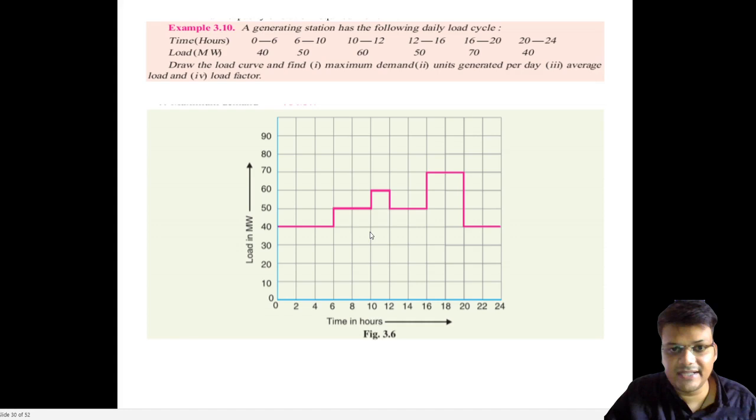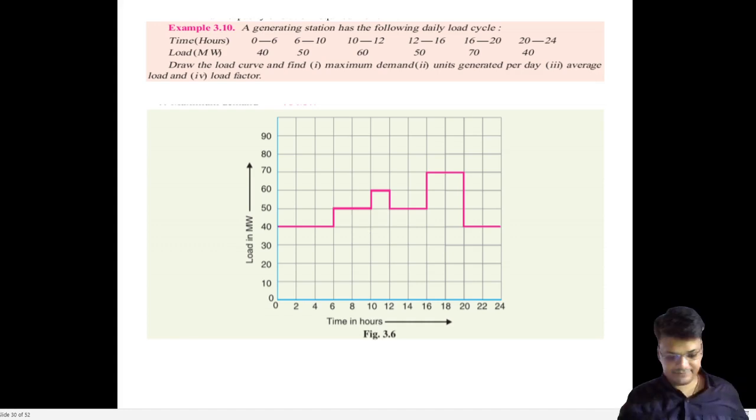And load factor, how will we calculate the load factor? Load factor is average load upon maximum demand. So we have calculated the average load in the third section, divided by the maximum demand calculated in the first section, that is 70. We will simply get the answer.